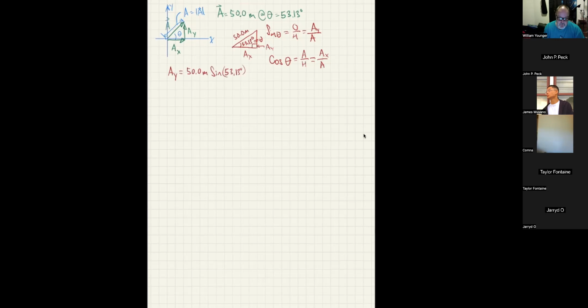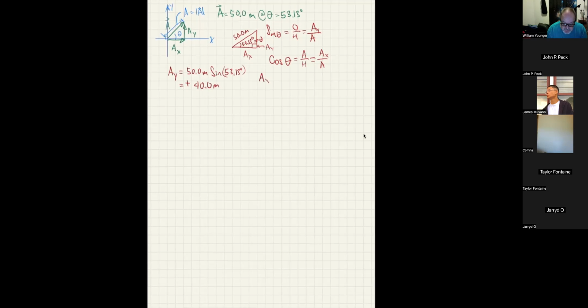Well, y'all might already recognize this number, or these numbers on this triangle. Basically, I force a positive because I know its x component and its y component are both in the positive direction. So I force that sign. And when I multiply 50 times the sine of 53.13, I actually get 40.0 meters.